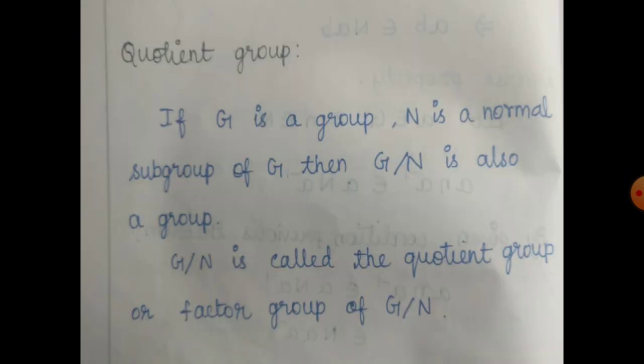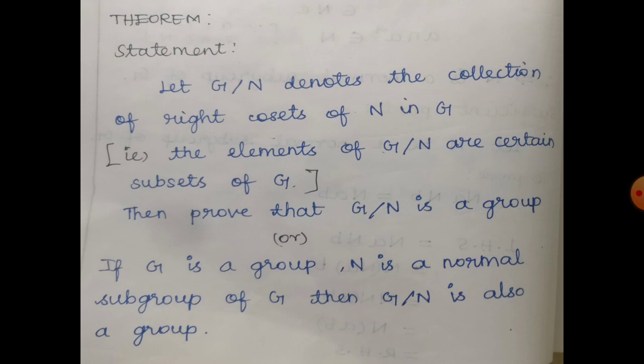So the definition is, if G is a group and N is a normal subgroup of G, then G by N is also a group. G by N is called the quotient group or factor group of G by N. G by N is a quotient group means G is a group, N is a normal subgroup, and G by N is also a group. Next we have to come to the theorem.